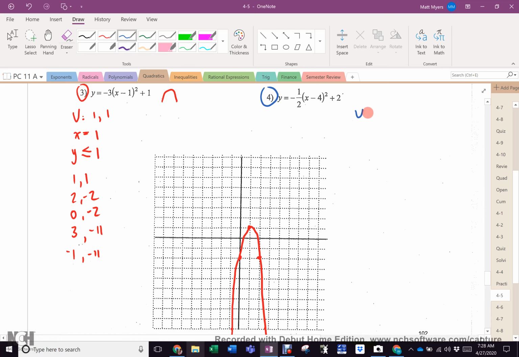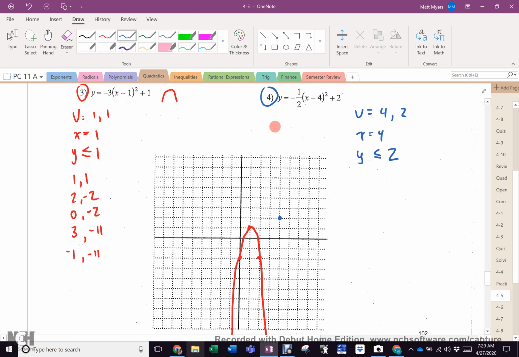Over here, my vertex is 4, 2, easy peasy. X equals 4. It's negative, so y has to be less than or equal to 2, and then we graph it. 1, 2, 3, 4, 1, 2, no problem at all. But this 1/2 makes it weird.